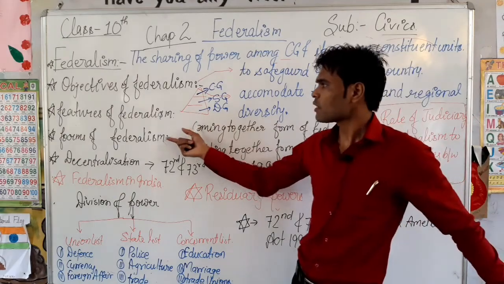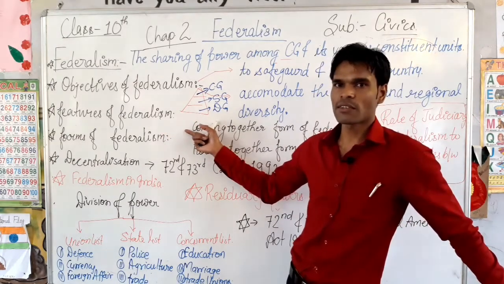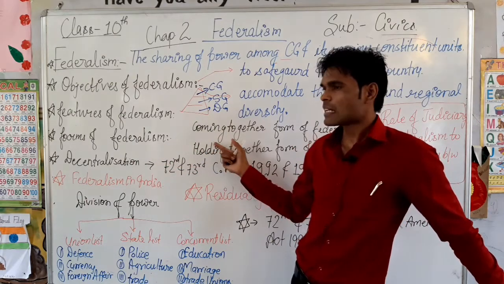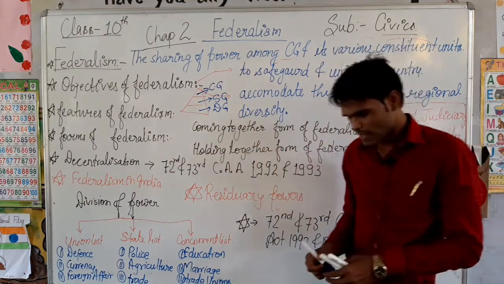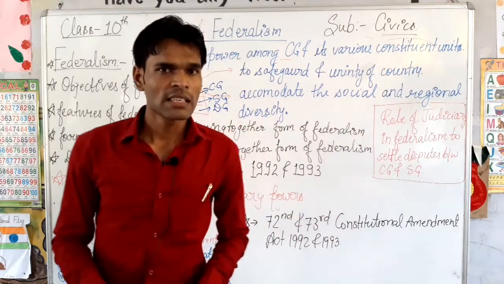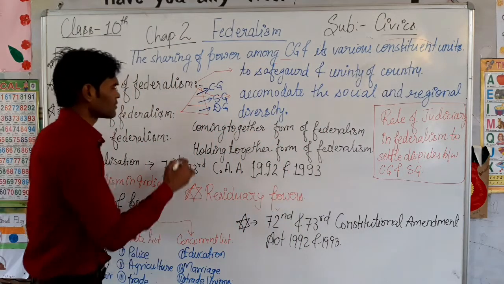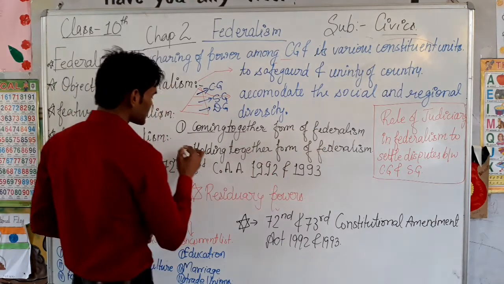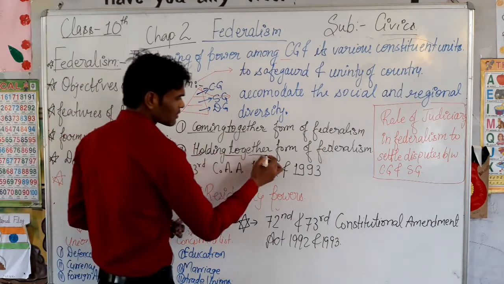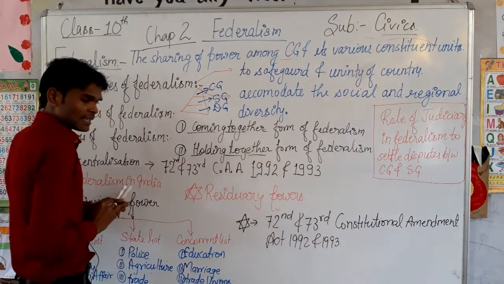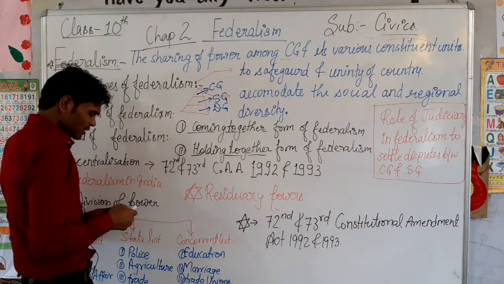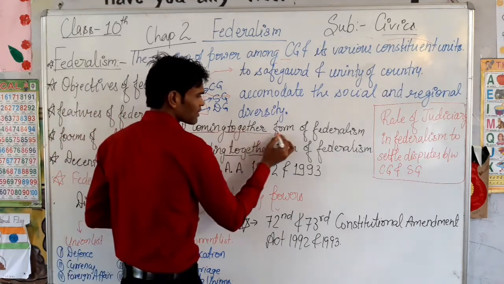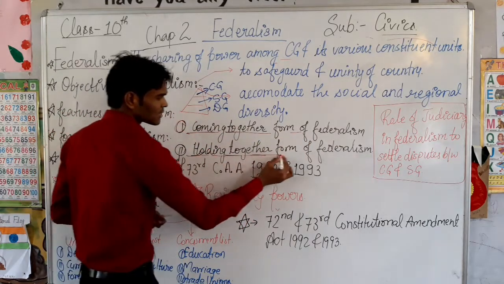Coming towards the next point, features of federalism, we will discuss later how the power is divided among various governments. Then after that, forms of federalism. In the contemporary world there are two types of federalism: one is the coming together form of federalism, and the second is the holding together form of federalism. Is that clear?